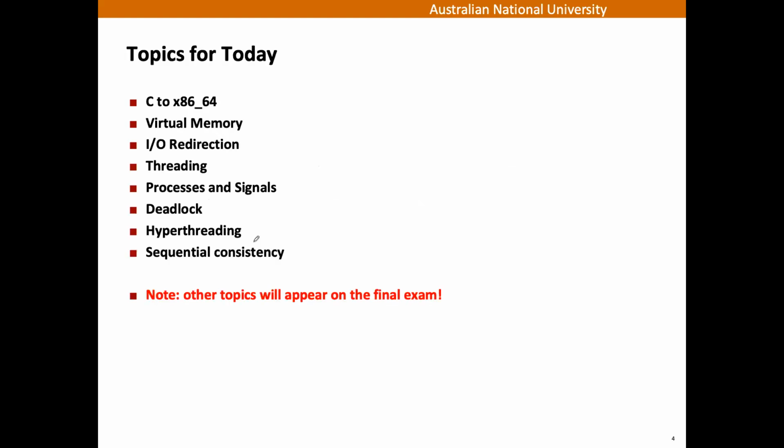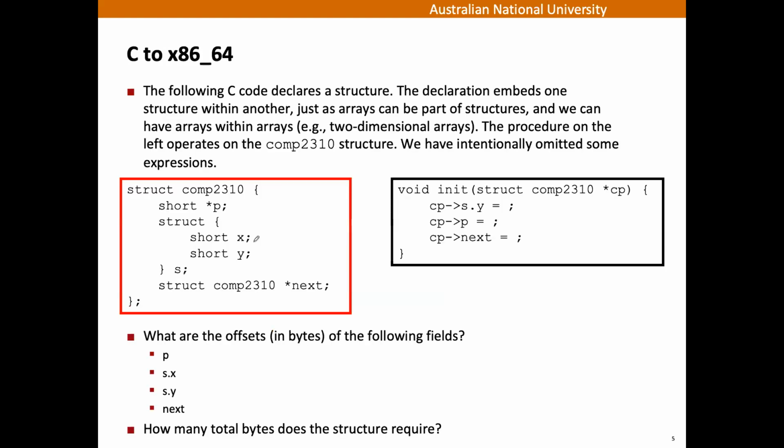So the topics I want to cover today are C to x86, virtual memory, I/O redirection. So I have problems that I want to work with you on these topics, but you will get a lot more topics in the final exam. These are not the only ones, but this will show you what I want to test out of your learning this semester. Okay.